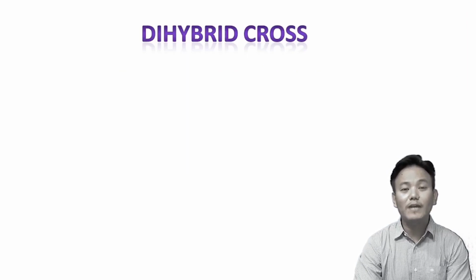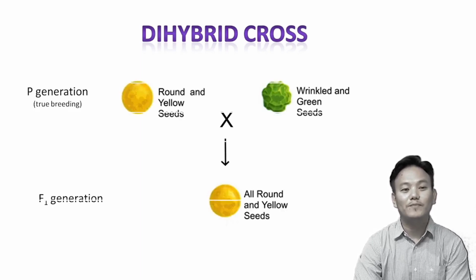In a dihybrid cross, we make a cross between two parental individuals which differ in two traits. In the monohybrid cross, remember, we made a cross between two parental individuals which differ in only one character. In dihybrid cross, we make a cross between two parental individuals which differ in two traits or two characters. So let's take an example.